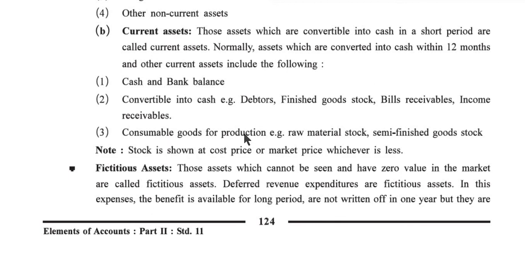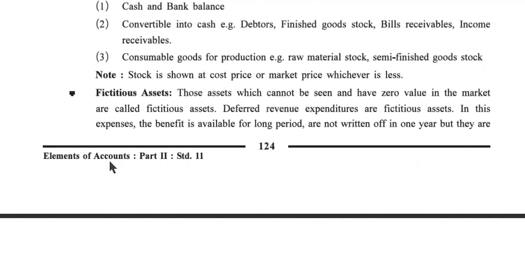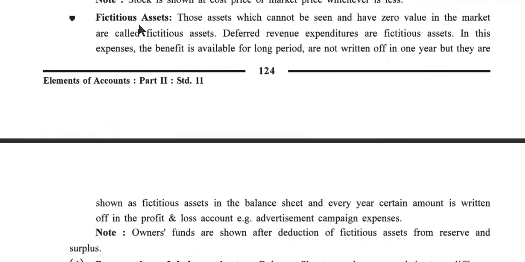Third, consumable goods for production. As examples, raw material stock, semi-finished goods stock, etc. Stock is shown at cost price or market price, whichever is less. Next point is fictitious asset. Those assets which cannot be seen and have zero value in the market are called fictitious assets. Fictitious asset means in a business an asset is there, but its value is zero.